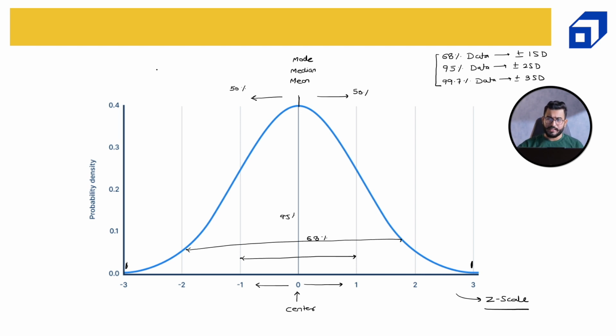And here I have already written the 3 properties, which is 68% of the data lies across plus minus 1 standard deviation above or below the mean. Similarly, 95% within 2 standard deviations above or below the mean, and 99.7% data lies across plus minus 3 standard deviations, right? Now what we are going to do, we are going to quickly prove it.